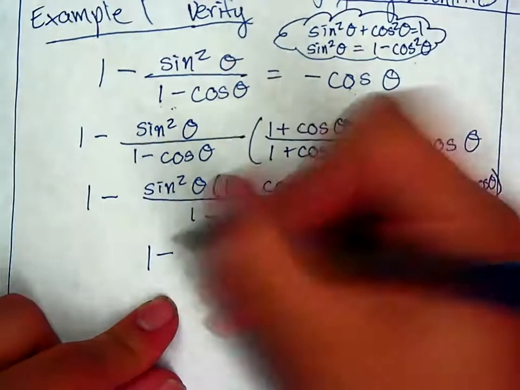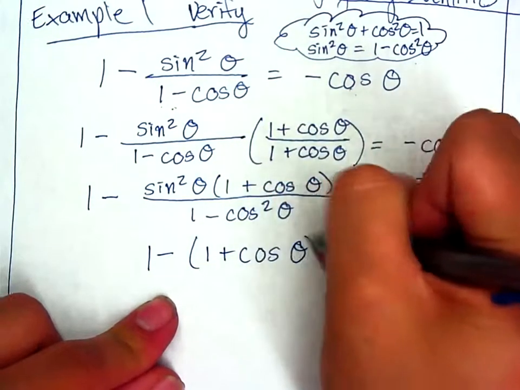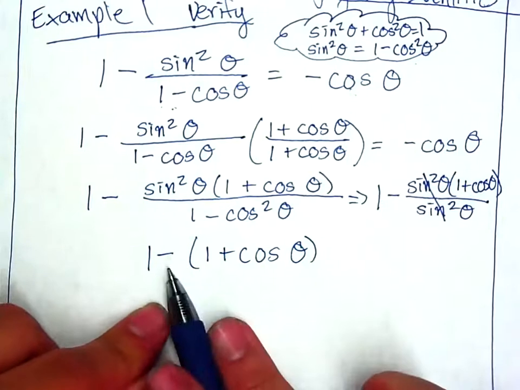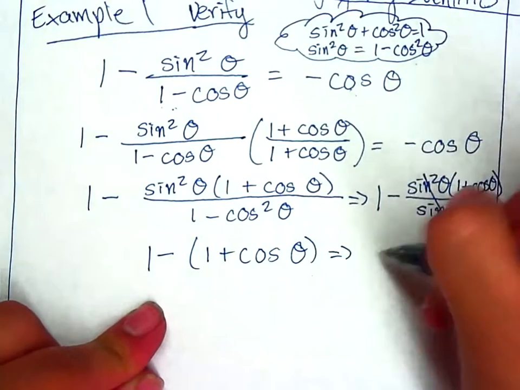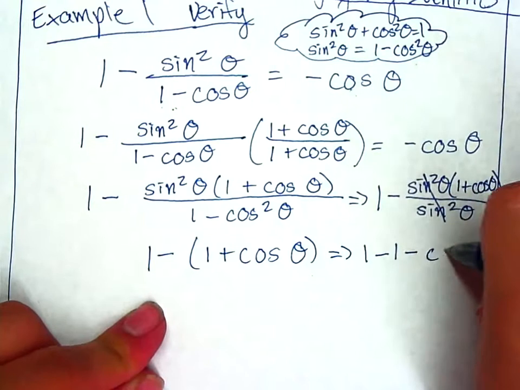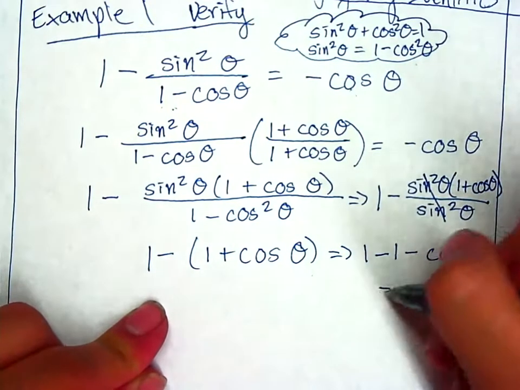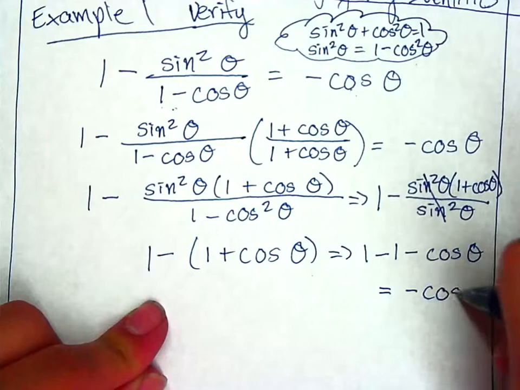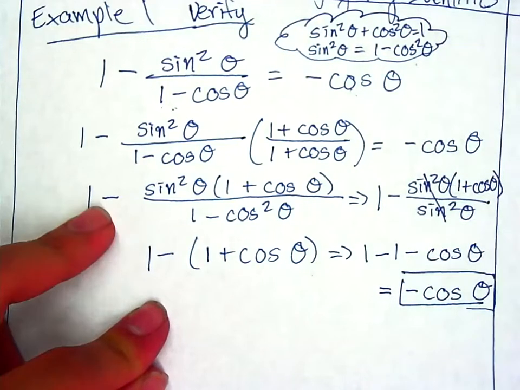minus parentheses 1 plus cosine theta. Parentheses are important here because that negative needs to be distributed to both terms. In this case, I'm going to get 1 minus 1 minus cosine theta. Obviously, 1 minus 1 are going to cancel out, leaving me with negative cosine theta, which is exactly the trig identity that I wanted by the end of all this.